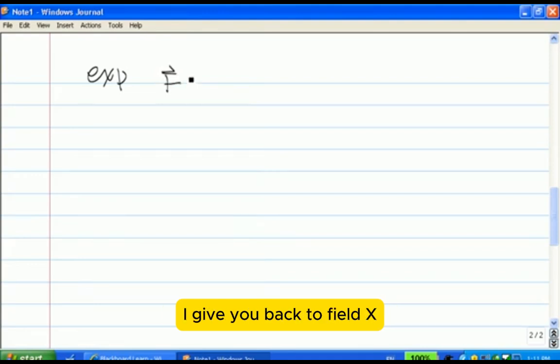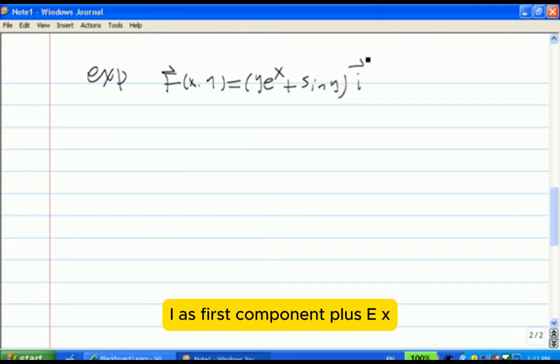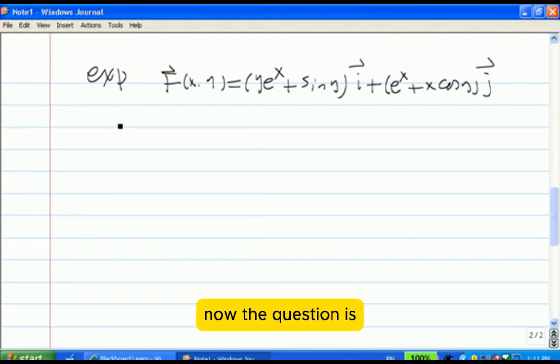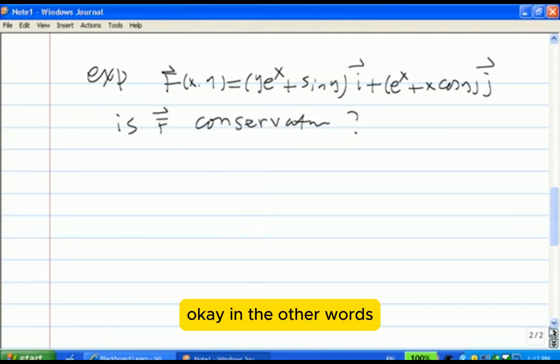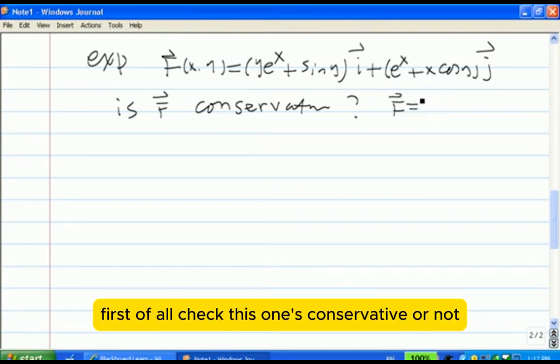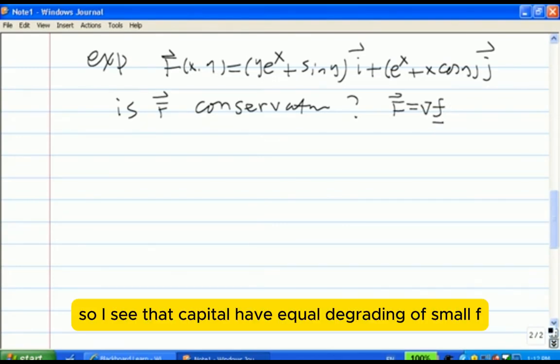Okay, now let's look at some examples. Example: I give you the vector field F(x,y) equals (y e to the x plus sine y) i, that's the first component, plus (e to the x plus x cosine y) j. Okay. Now the question is, is F conservative? In other words, can you find small f? Now we have two questions. First of all, check whether this one is conservative or not. Then, if it's conservative, let's find such a small f, such that capital F equals the gradient of small f.